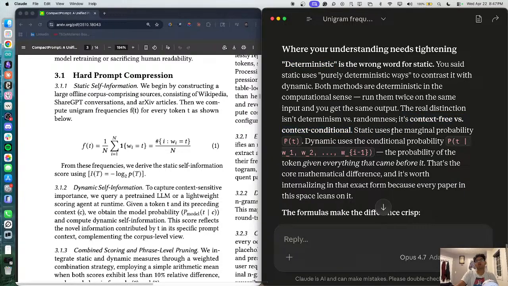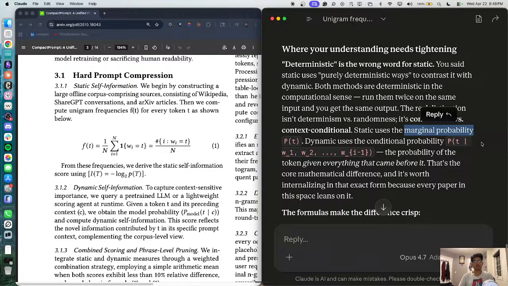Okay, yeah. So it just clarified exactly where I was sort of still muddling. The real distinction isn't determinism versus randomness. It's context free versus context conditional. Static uses marginal probability. Dynamic uses conditional probability. And I guess marginal probability means it looks at the probability of a token or any context without actually understanding the context that it lives in.